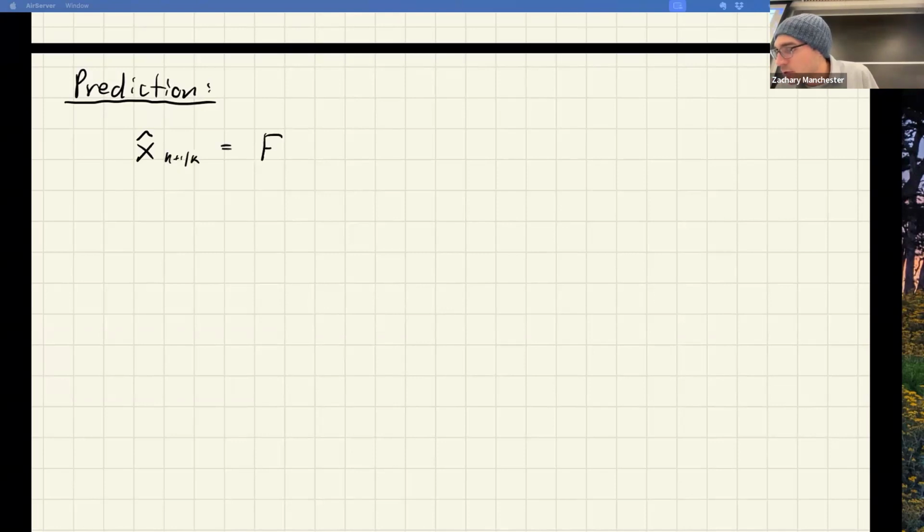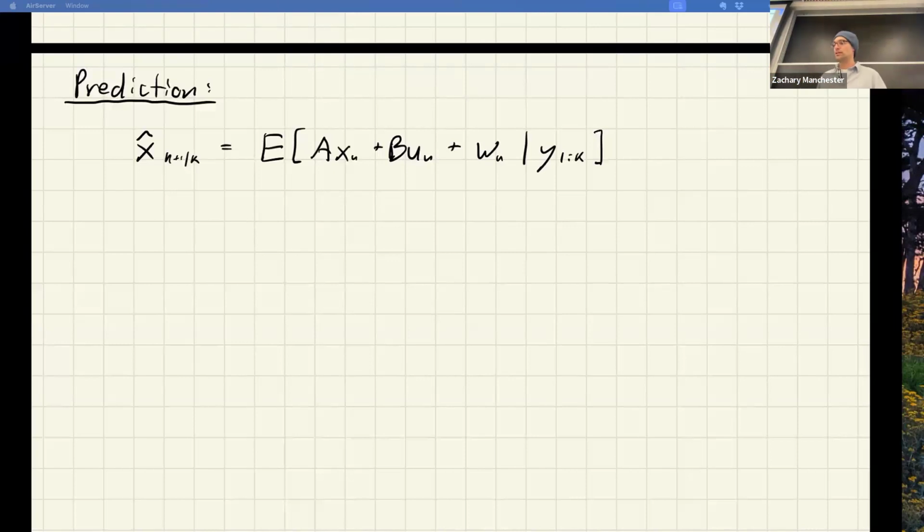And if I expand that out, by its definition, I literally just take the definition of that expectation and I plug the dynamics in. So this is the expectation of now just A x_k plus B u_k. And remember, I have my stochastic dynamics with the W in there now, plus w_k, and all of this conditioned on measurements y from 1 to k, right? So it's literally the definition of x hat k with the dynamics plugged in.